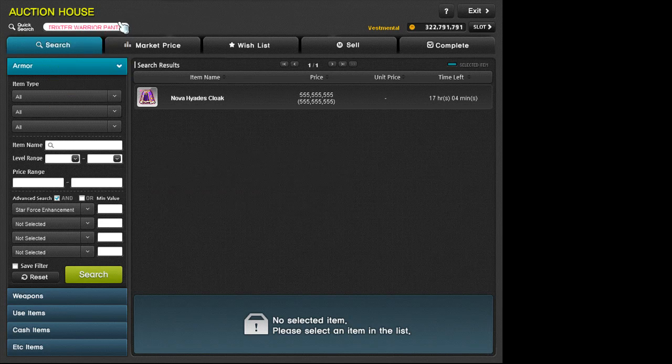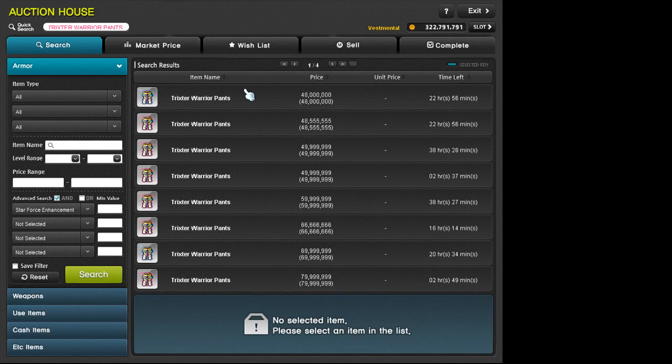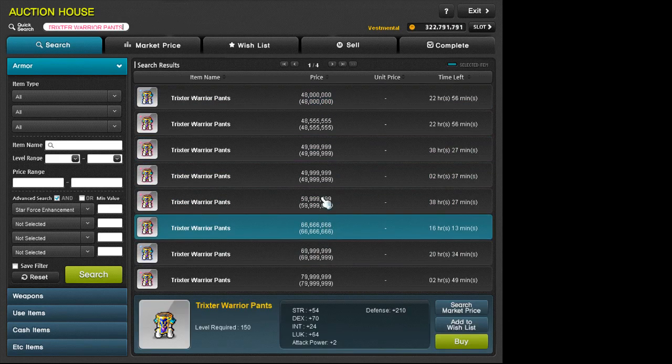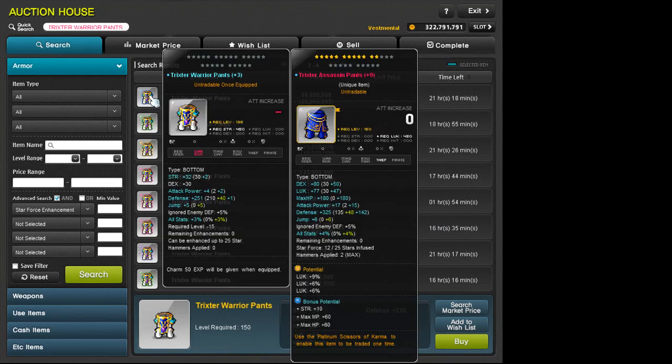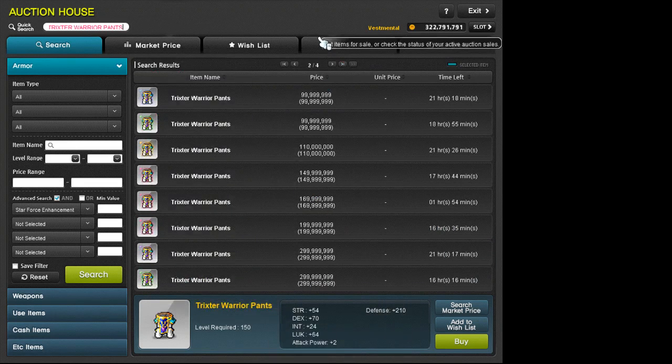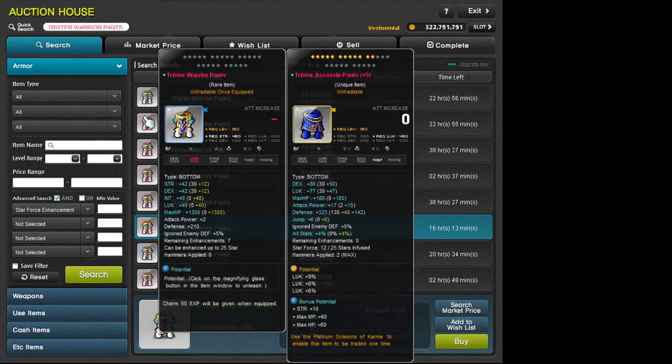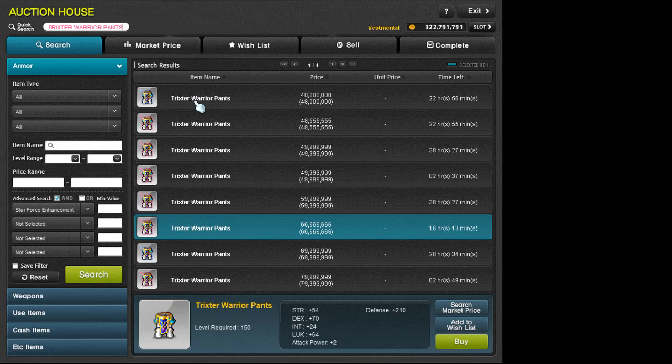Let's find these Trickster Warrior pants. The average market price for this item seems to be around 50 to 60 million meso. And now, of course, the more expensive items are higher quality goods. Just like in real life, there are lower quality goods and higher quality goods. But equilibrium determines the point where just the basic good and its market value, where the supply and demand meet, becomes the equilibrium point. We could call it the market price.